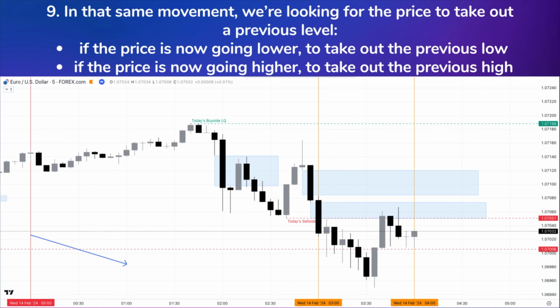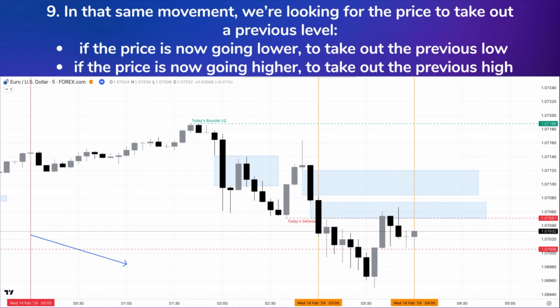We are on step number 9 and we're waiting for the price to go higher to take out the previous high, but it is actually not happening. There is no movement here that justifies the price going higher and taking out the previous high. We can see that the price is within a range between today's sell side liquidity and the lower liquidity level that it just created by taking out yesterday's sell side liquidity. But this is not actually what we want to see.